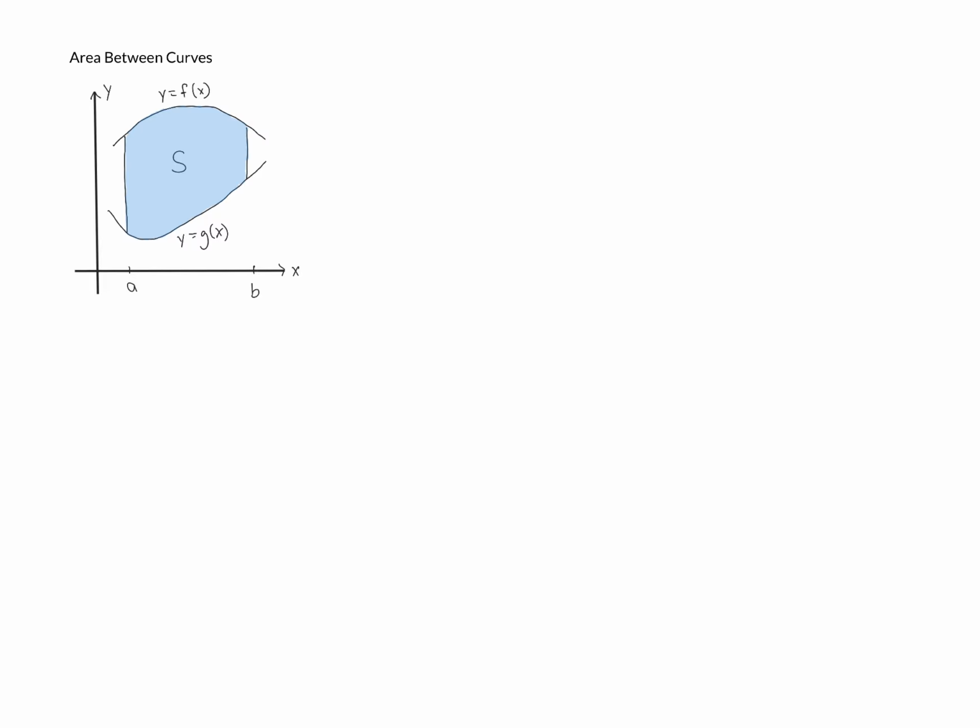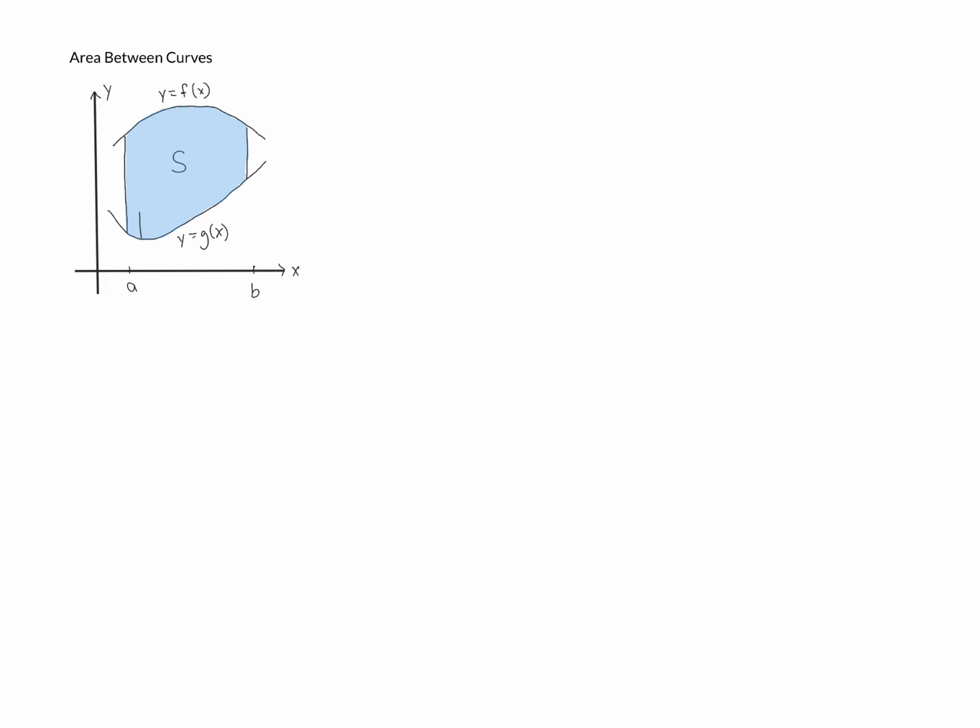And we're going to assume that f and g are continuous functions, and f of x is greater than or equal to g of x on the interval that we're looking at between a and b. And so to find the area, we can do exactly what we did earlier when we were setting up a definite integral and finding the area underneath a curve a long time ago.